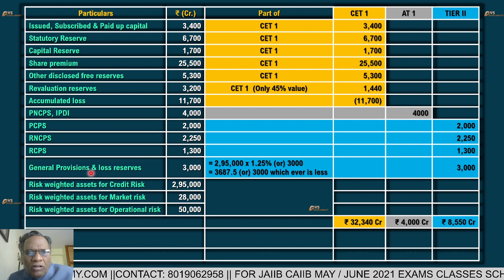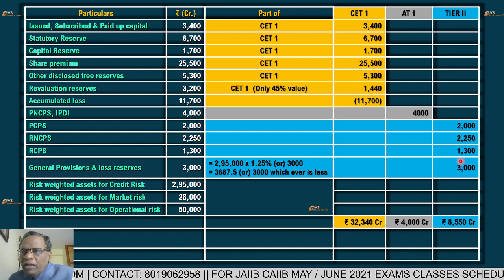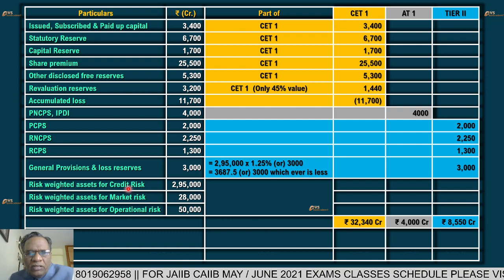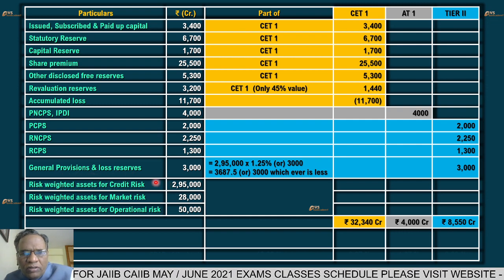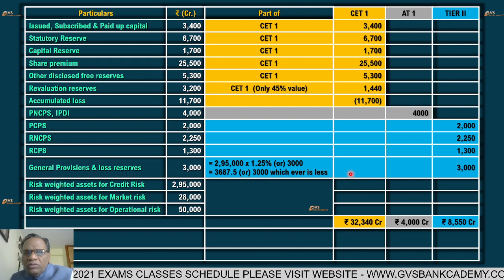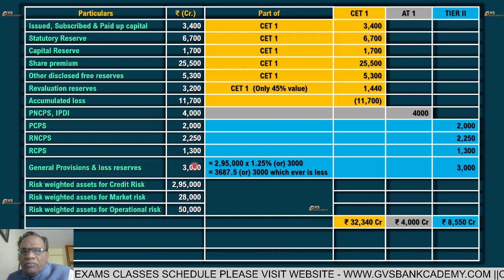So, general provision and loss reserves, yes, we can take as part of Tier 2 capital with a stipulation that, as per the standardized approach of credit risk assessment, we can allow the general provision and loss reserves maximum 1.25% of credit risk weighted assets. 1.25% of 2,95,000 is 3,687.5 or 3,000, whichever is less, so 3,000 we have taken. So this is a complicated part in this exam.